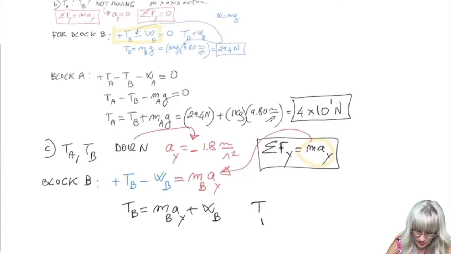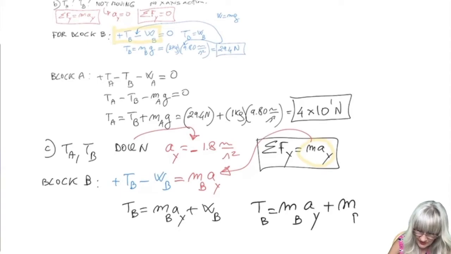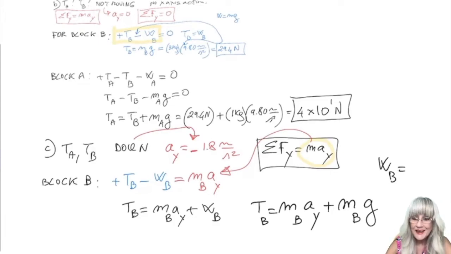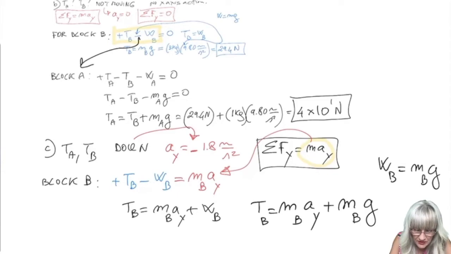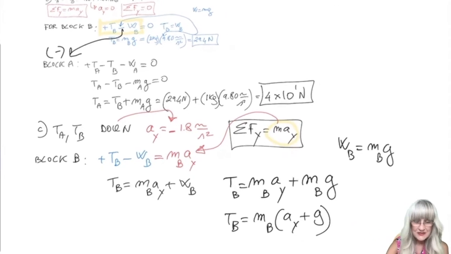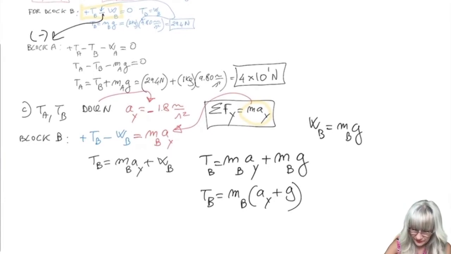I'm going to continue here. Mass of B and the downward acceleration plus the weight, and this is the weight. So the weight of B again is m of B and g. And the negative has already been computed, right? It is an acceleration of gravity downward. That's why there is a minus there. So T of B, I can also group m of B, so a_y plus g. All right, let's continue right here.